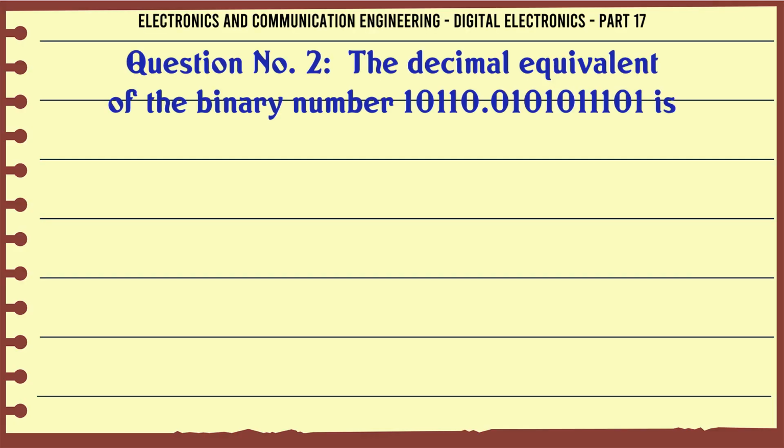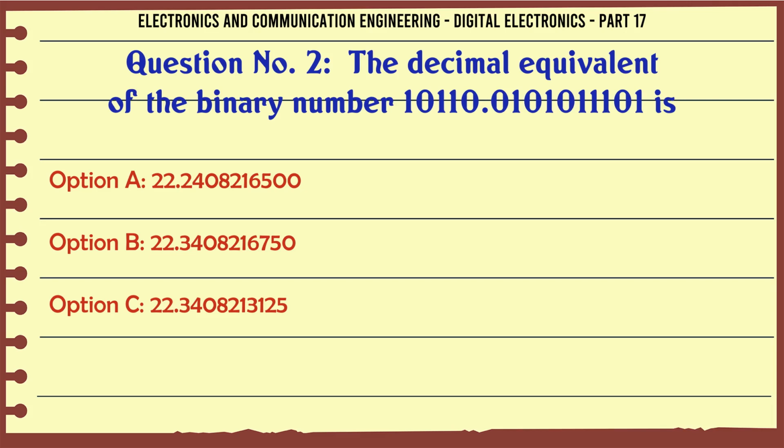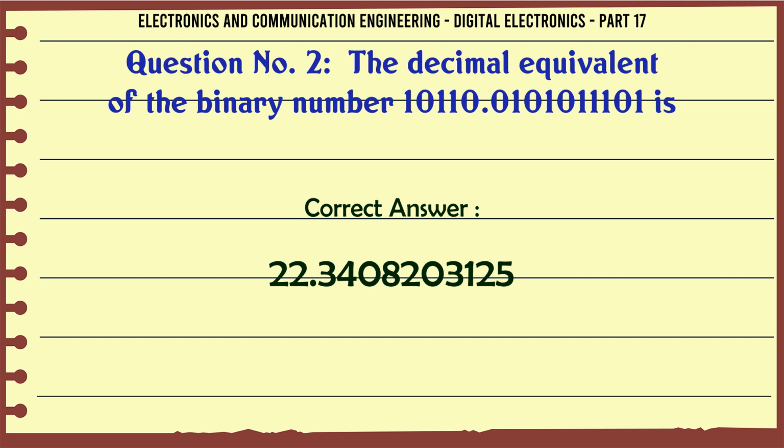The decimal equivalent of the binary number 10100 and 10.01010111011 is: A. 22.24082165000, B. 22.34082167500, C. 22.34082131325, D. 22.34082030325.